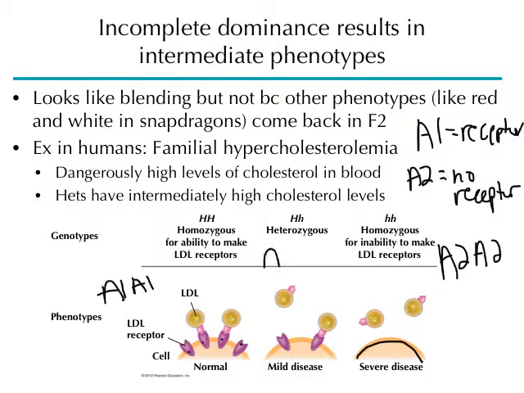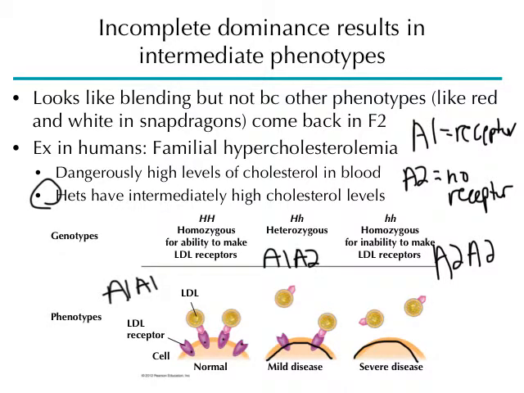The heterozygote, an A1 A2, has half of its DNA with a functional receptor-forming gene, and half its DNA does not. So in this case, it actually matters phenotypically. So on the cells, they have half the amount of the receptor protein, which means they get an intermediate phenotype in here. So these hets have intermediately high cholesterol levels, which can actually be dangerous as well. So the genetic disorder that works like this is called familial hypercholesterolemia, and it's an example of incomplete dominance.